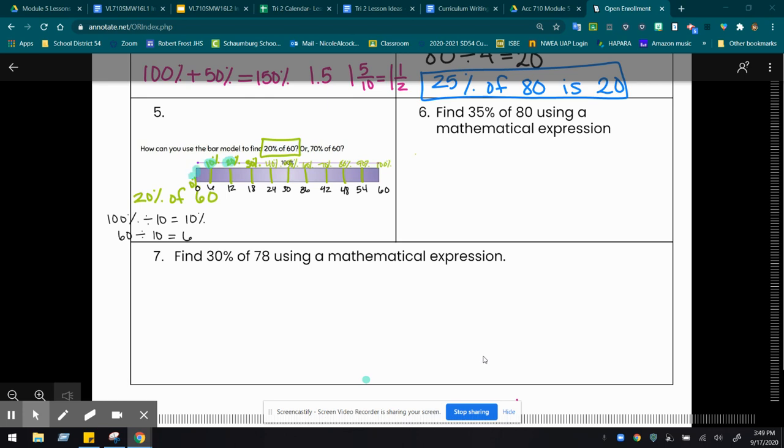If you look at our bar, 12. We can conclude that 20% of 60 is 12. Now there was a second part of this question. We're going to look at what is 70% of 60.